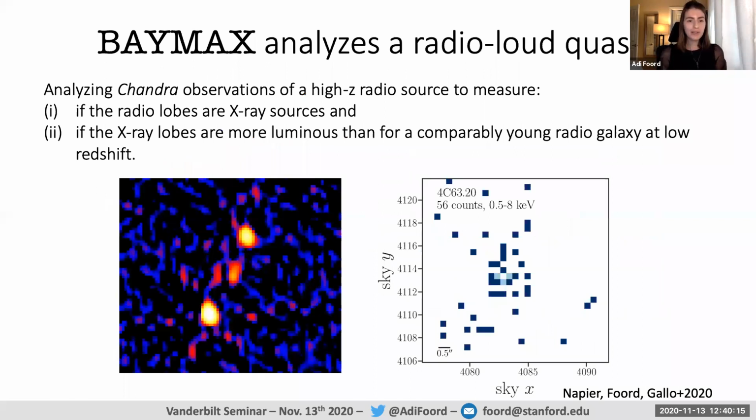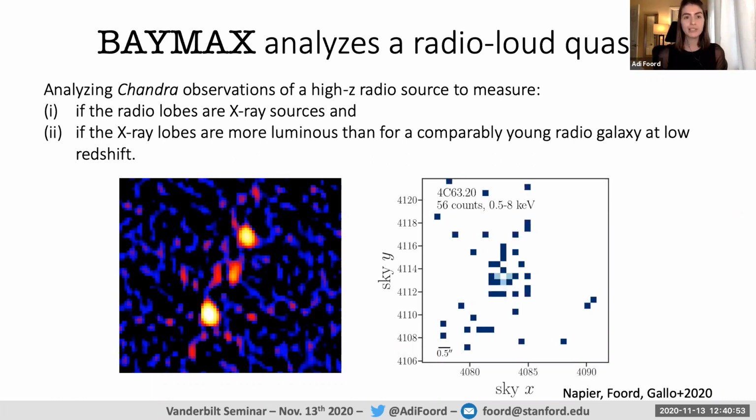Okay, so moving on to some other work, I want to highlight that BAYMAX can be used for so much more than just multi-AGN systems. Really, anytime you're interested in whether your X-ray image is composed of one or multiple X-ray point sources, you can use BAYMAX. Recently, BAYMAX was used to analyze the X-ray emission of this high redshift quasar. This project was led by Kate Napier, who is a graduate student at the University of Michigan. Without getting into the specifics, this is a peculiar case of a high redshift quasar that has bright radio emission from the lobes.